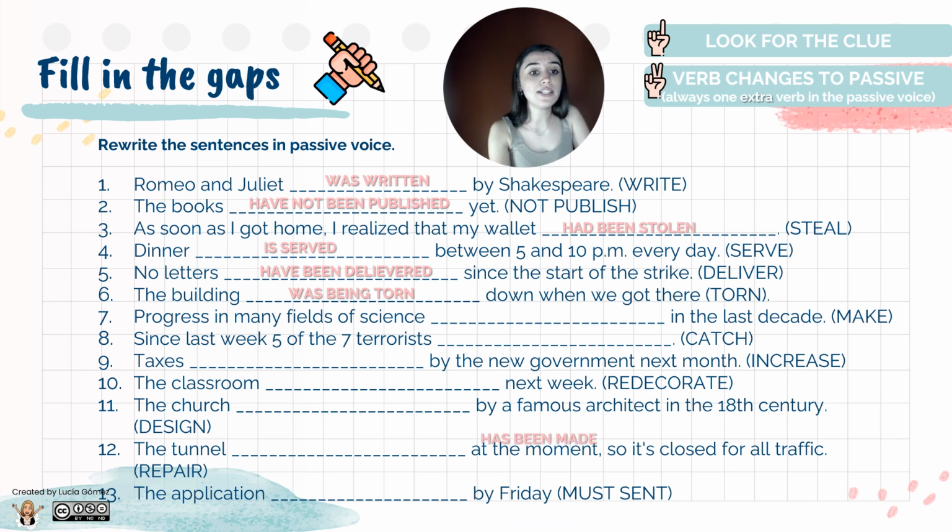Progress in many fields of science has been made, okay, in the last decades. Then since last week, 5 of the 7 terrorists have been caught.